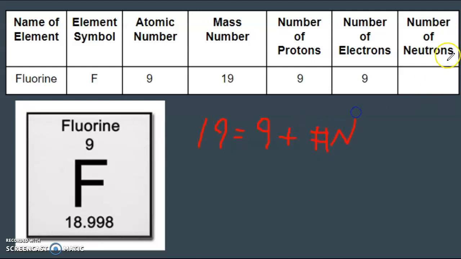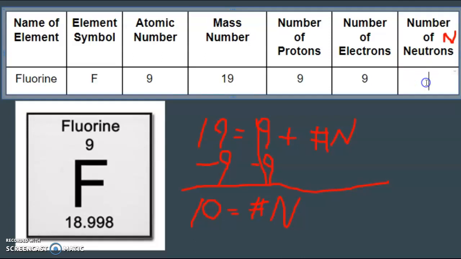I'm going to call the number of neutrons N, for neutrons. So I have to get our number of neutrons by itself. I'm going to subtract 9 from each side. 19 minus 9 is 10. 9 minus 9 cancels out. So my number of neutrons is 10. I have 10 neutrons, and I can fill in that information.